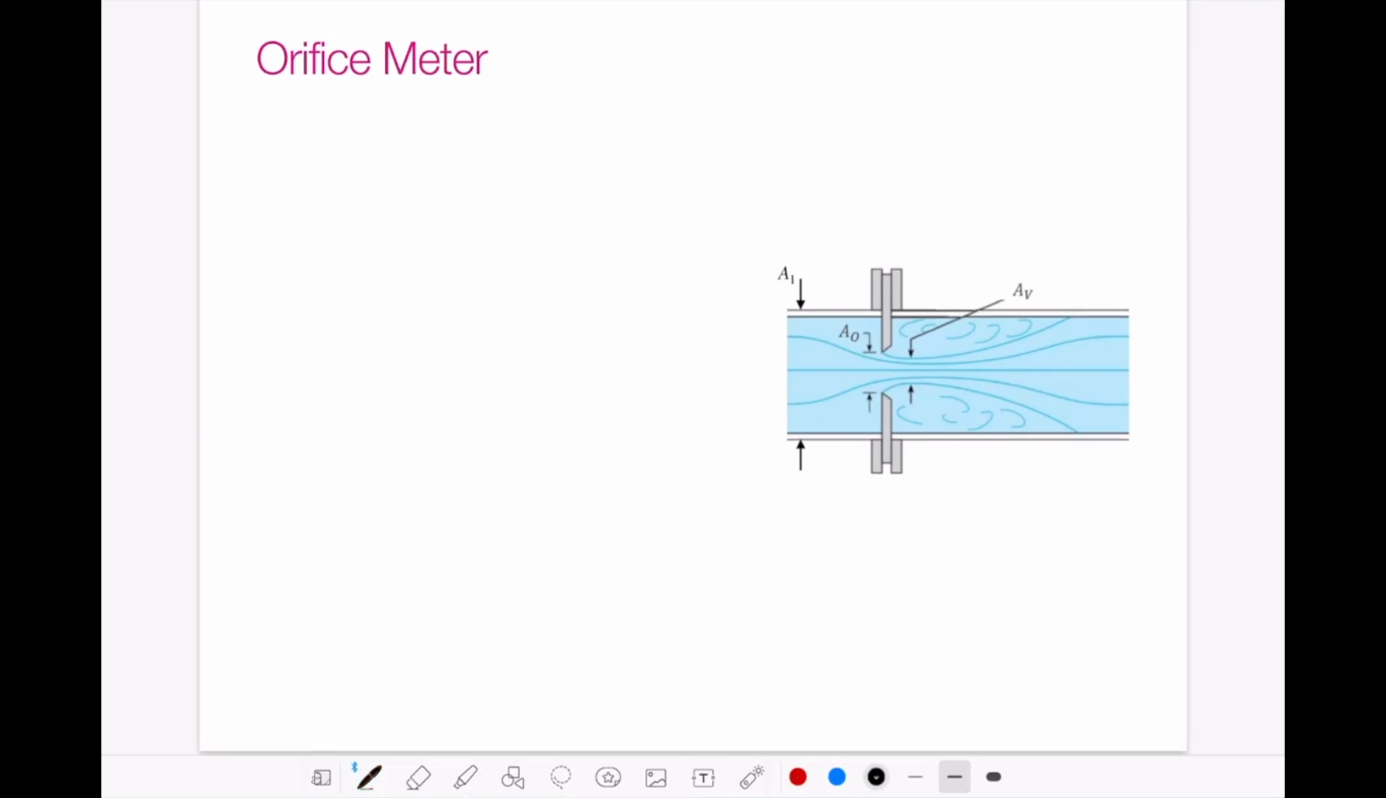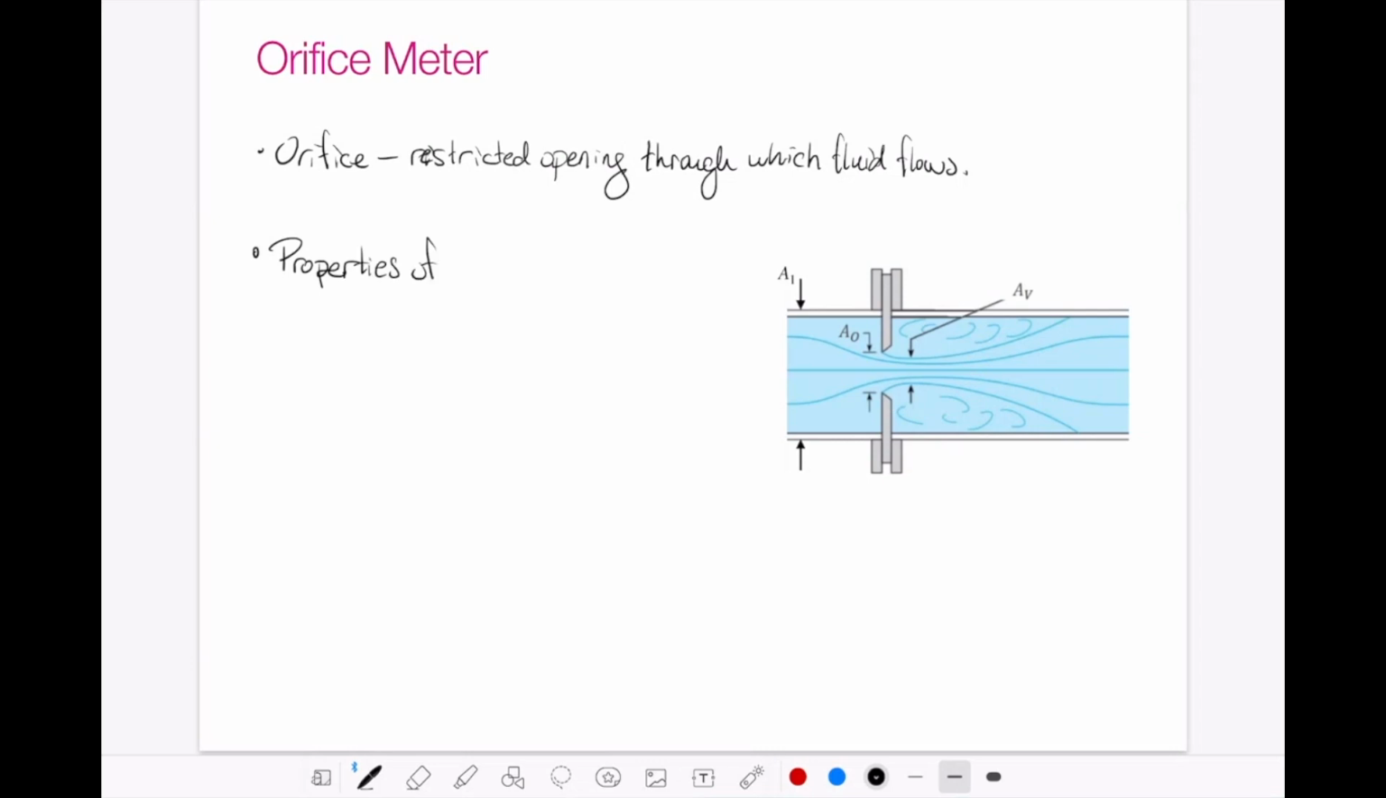So let's define an orifice. An orifice is just some restricted opening through which a fluid flows. So if we know the geometry of the orifice and the properties of the fluid, it allows one to measure a flow rate. So properties of the orifice itself and fluid allow us to measure Q, which is our flow rate.